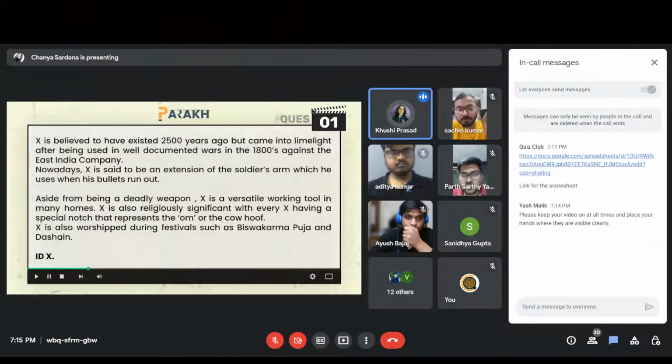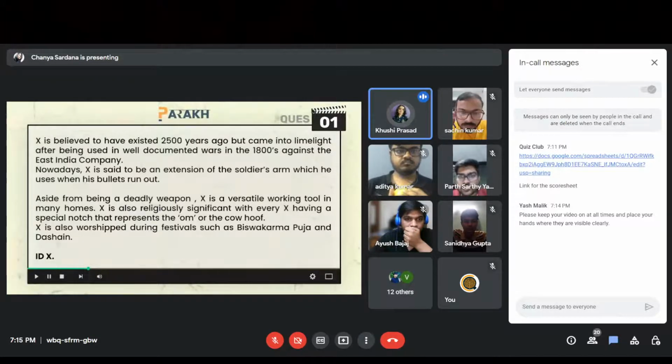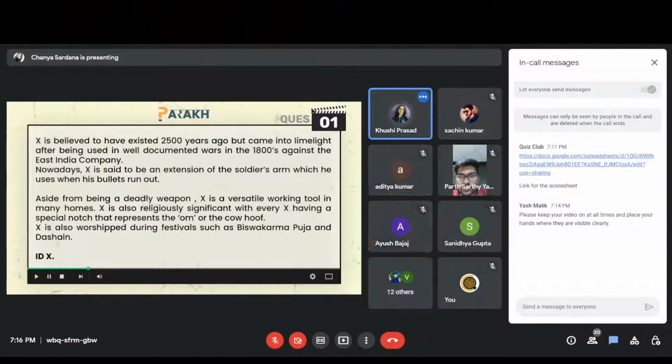X is believed to have existed 2500 years ago, but came into limelight after being used in well-documented wars in the 1800s against the East India Company. Nowadays, X is said to be an extension of the soldier's arm, which he uses when his bullets run out. Aside from being a deadly weapon, X is a versatile working tool in many homes. X is also religiously significant, with every X having a special notch that represents the Om or the cow hoof. X is also worshipped during festivals such as Vishwakarma Puja and Dashain. Identify X.